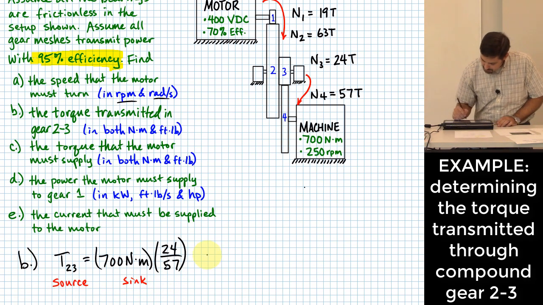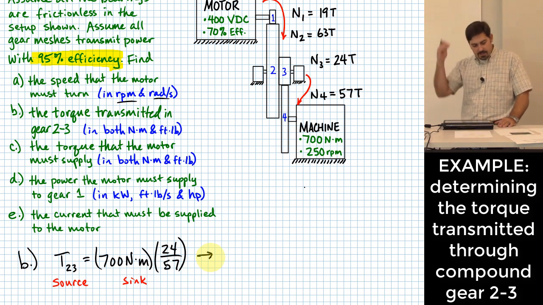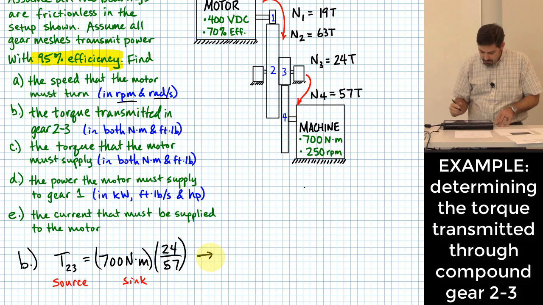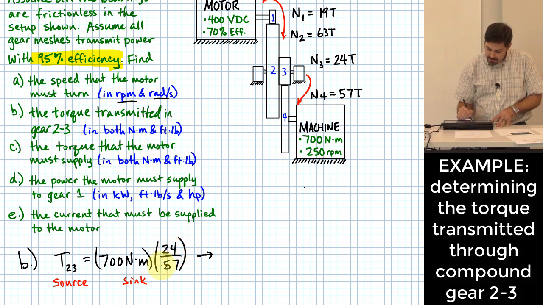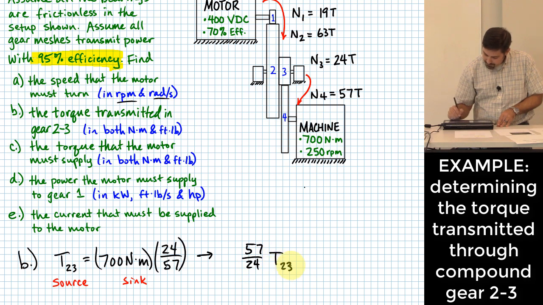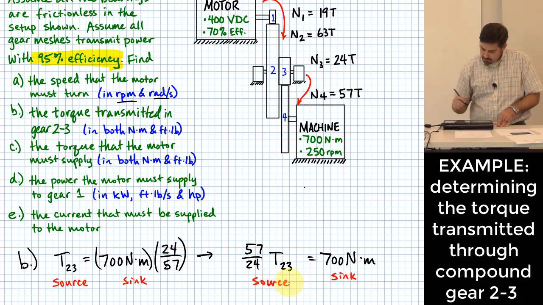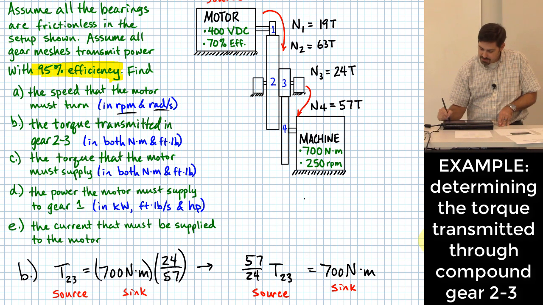I'll tell you what, let's rearrange this equation a little bit and say, what if we do this where we basically go through and divide by 24 and multiply by 57 to get this factor on the other side. So basically say that 57 over 24 times T23 is going to be equal to 700 Newton meters. Okay? This is still the sink, and this is now the source. Right? The T23 is still the source, and 700 newtons is still the sink.